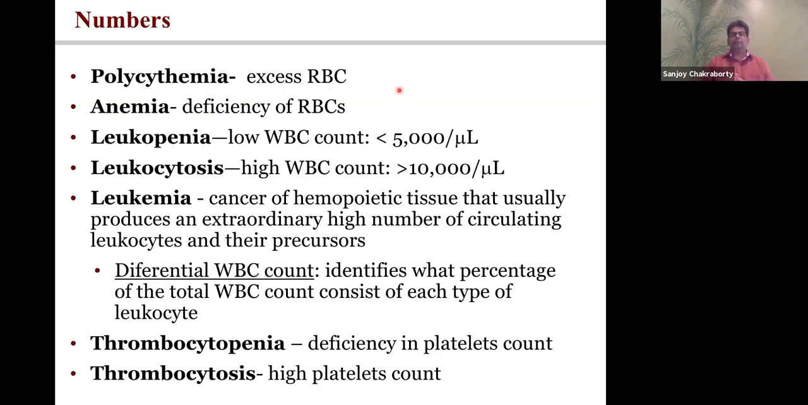Polycythemia is basically, poly means many, cyte means cell, hemia is blood cells. So we have many blood cells. Polycythemia is basically excess RBC.